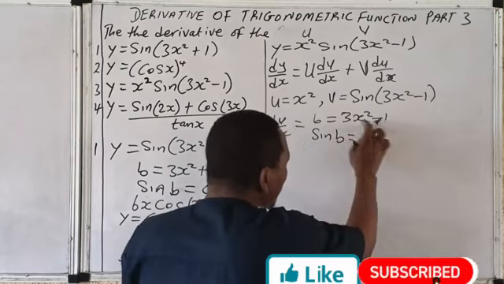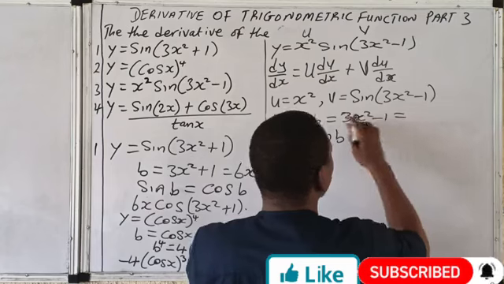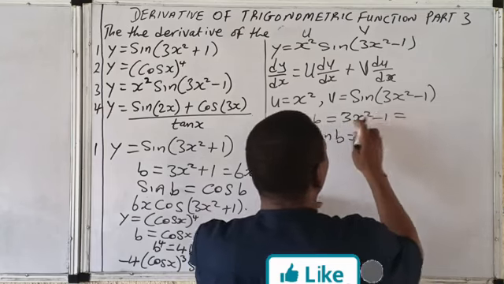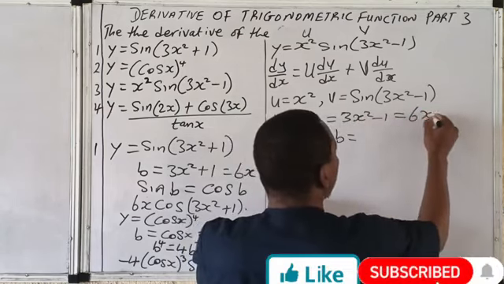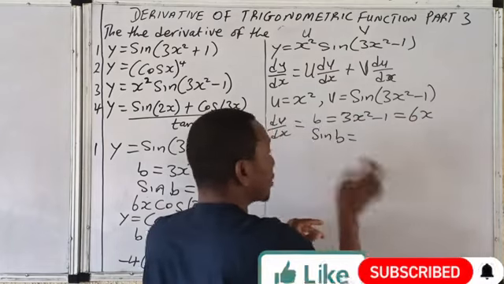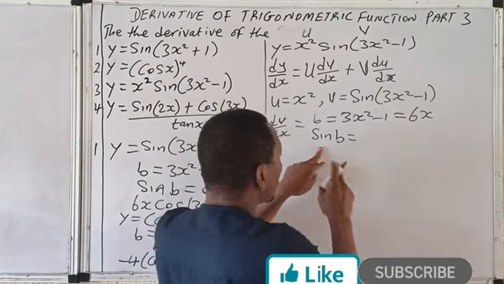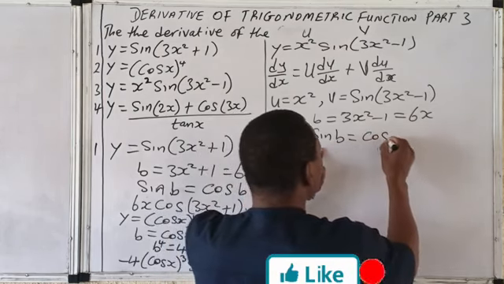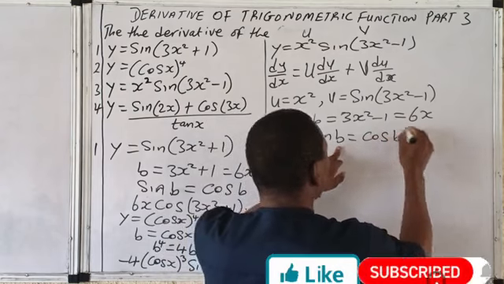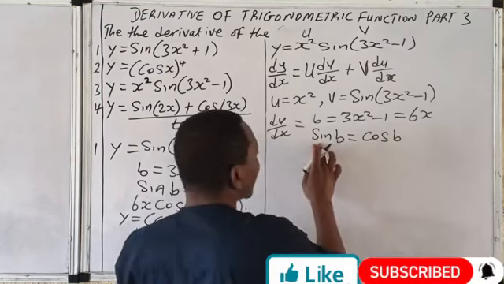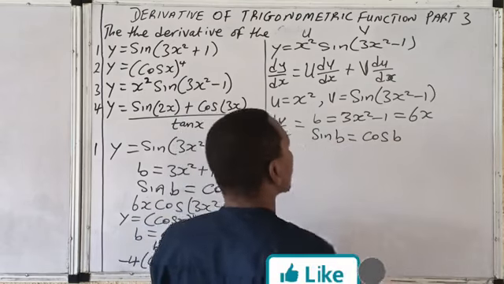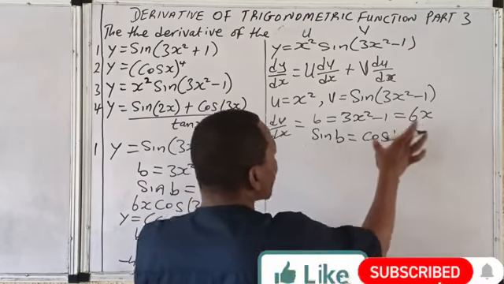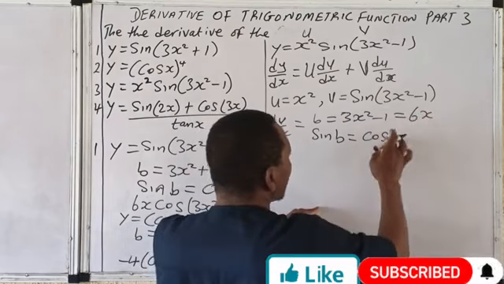Okay? So let's differentiate this. If you differentiate b, you have 6x. Do that, use the method I've been using since so that you don't waste too much time. Now if you differentiate sine b, you have cos b. So, as usual, I'll have to combine these two together.